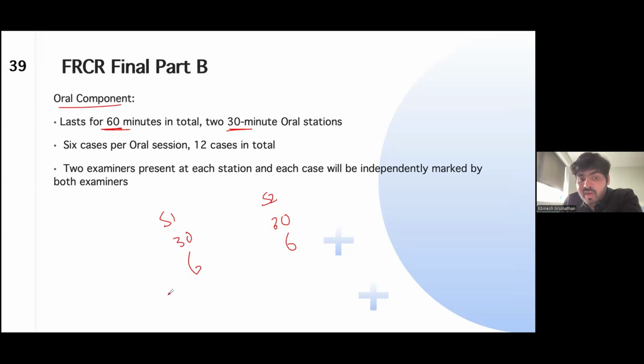So station one will have examiner one and two, station two will have examiner three and four. All right. So examiner one will show you 3 cases. Examiner two will show you 3 cases. Examiner three will show you 3 cases. Examiner four will show you 3 cases. So totally it will be 6 cases.